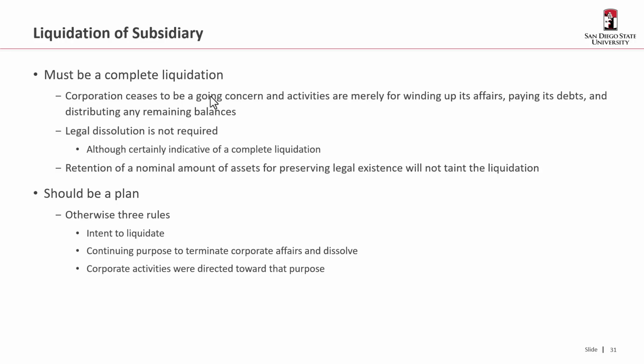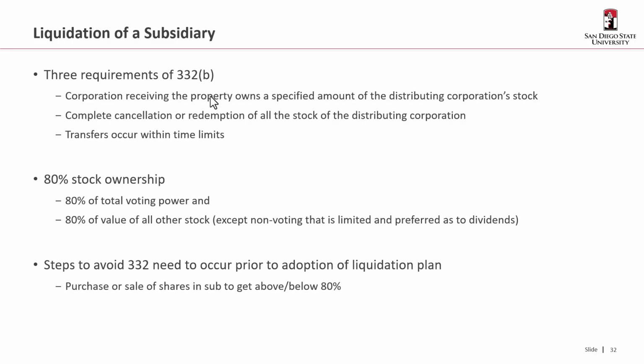There absolutely should be a plan. Otherwise, you follow 3 rules. You got to demonstrate intent to liquidate. There has to be a continuing purpose to terminate corporate affairs and dissolve, and all corporate activities were directed toward that purpose. So the easier way to do that is just have a plan, right? Have a written plan of corporate liquidation.